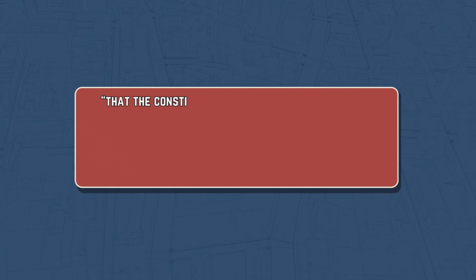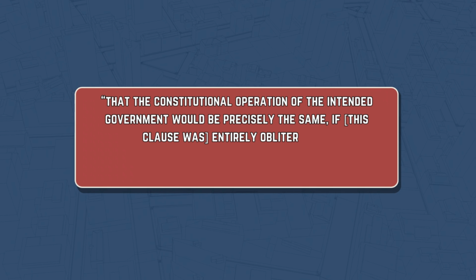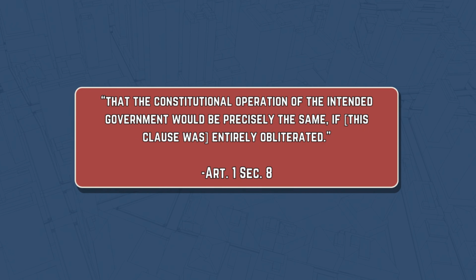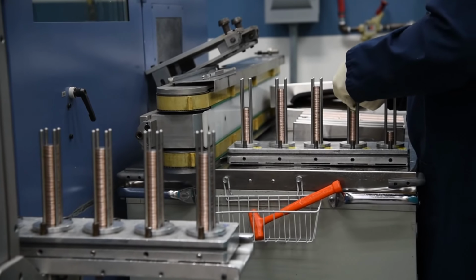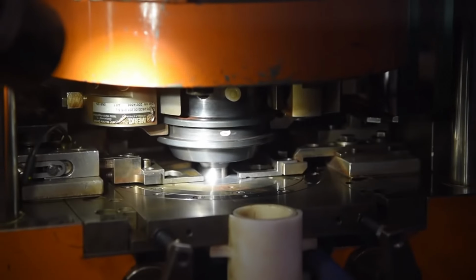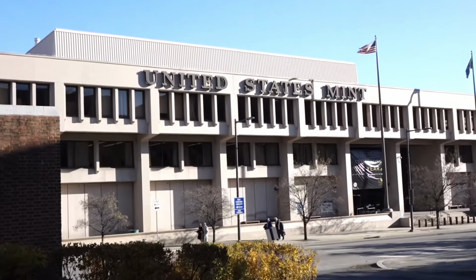In Federalist 33, Alexander Hamilton, a known advocate for large, expansive government, declares that the constitutional operation of the intended government would be precisely the same if this clause was entirely obliterated. He goes on to say the power is to address the pragmatism of legislation. For instance, since the Constitution gives Congress the power to mint coins, the Necessary and Proper Clause gives them the power to build a building to mint those coins in. Essentially, the clause tells the Supreme Court to use common sense regarding the other 16 powers of Congress.